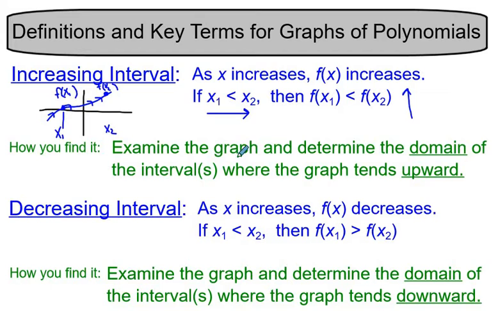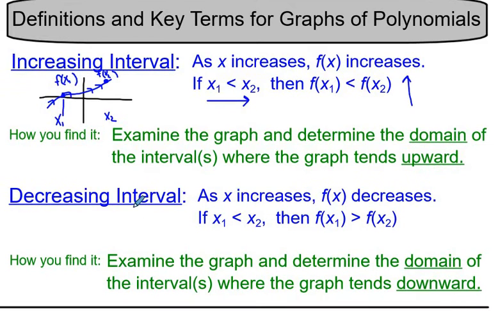So how do you find it? You simply examine the graph and determine the domain, it's answered as a domain, of the intervals where the graph tends upward.